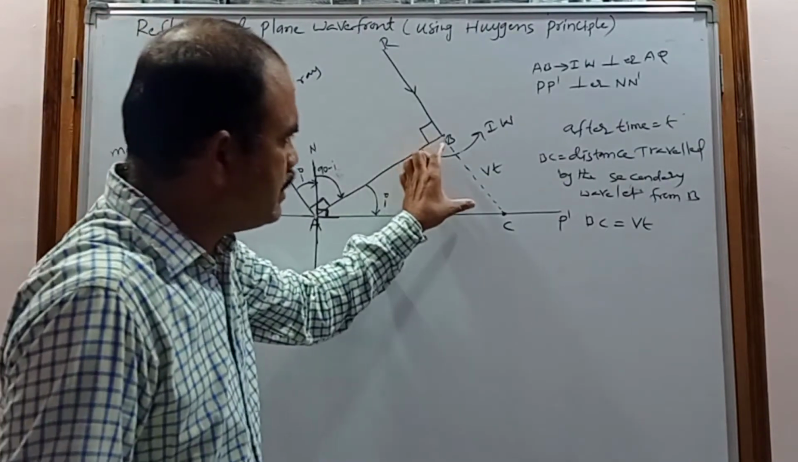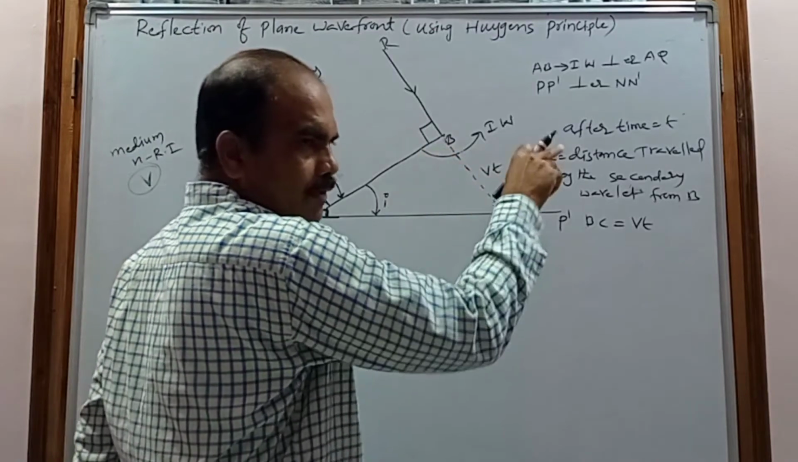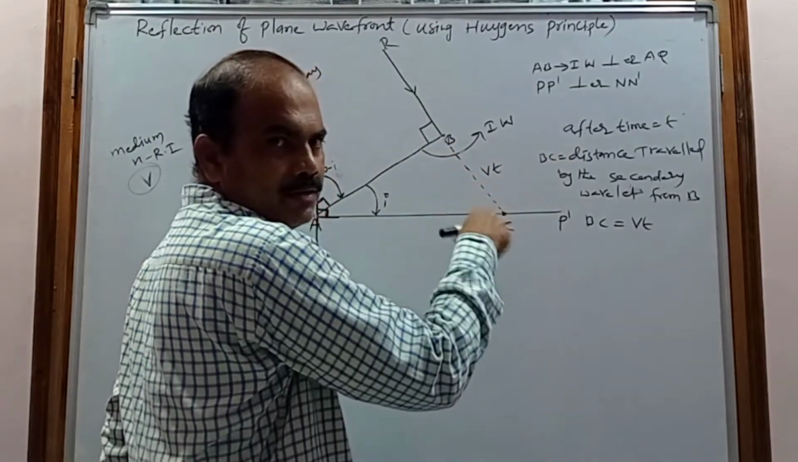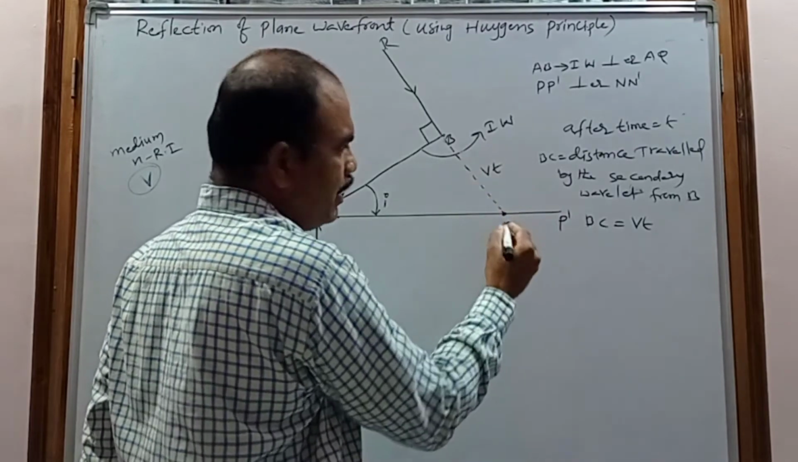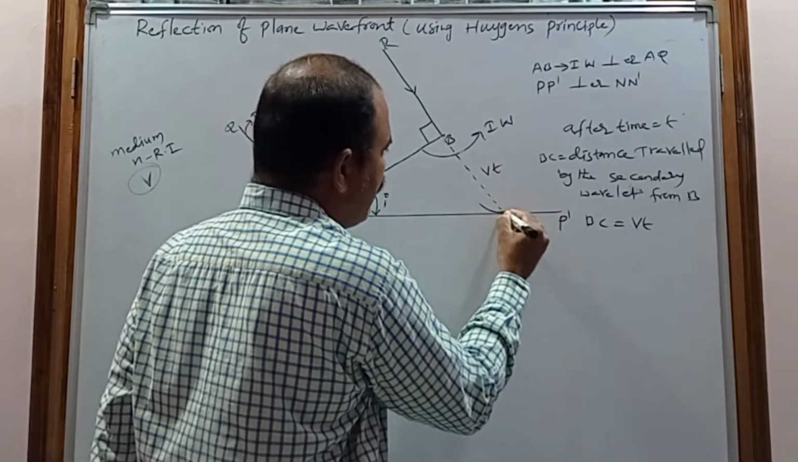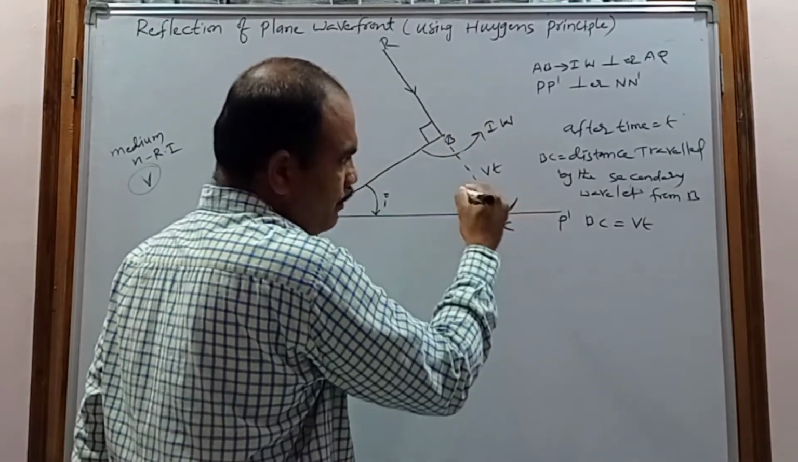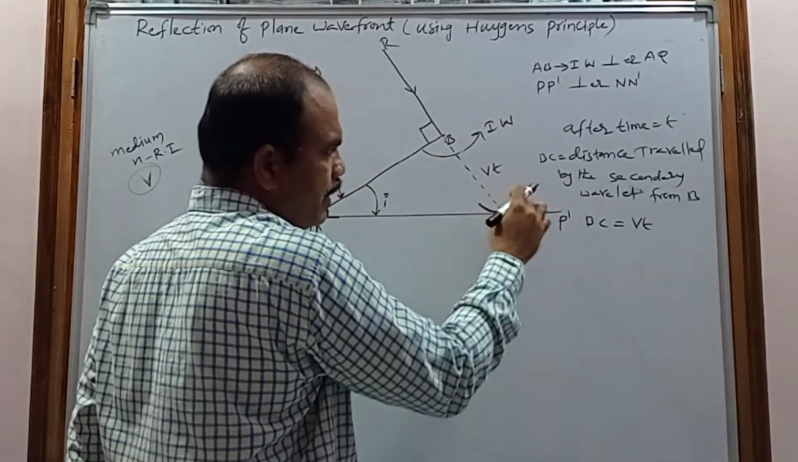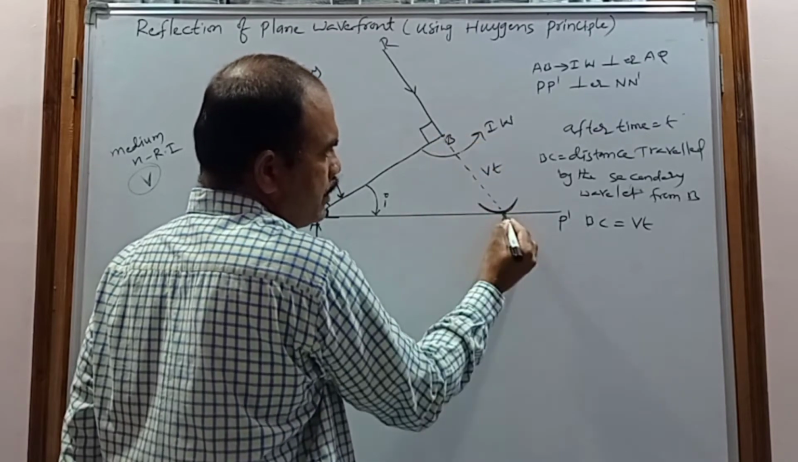Now this is the distance traveled by the secondary wavelet. By taking this distance as the radius, when I draw the arc or sphere, that gives the secondary wavelet, and that is nothing but the secondary wavelet which is produced from B reaching C.